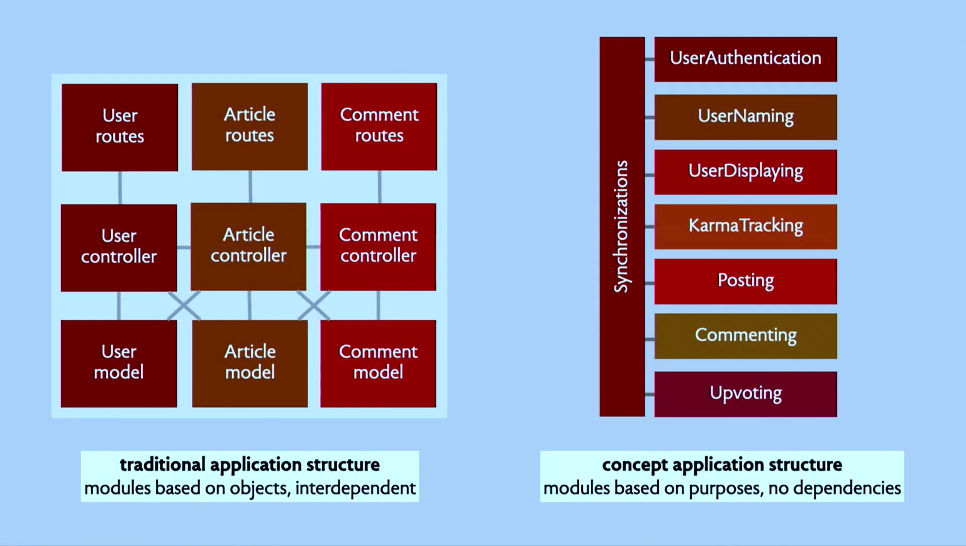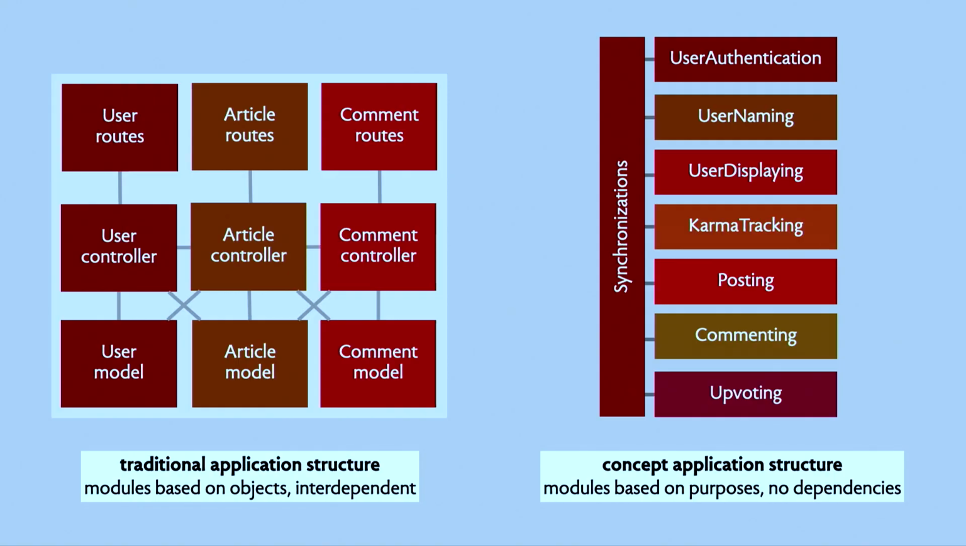In a concept design, you do something much simpler, which is you identify the activities. So you might say that users authenticate themselves. They have names. They display their properties to other people, like their bios and their avatars and so on. And we track karma, which is again about users, but it's a very different thing, trying to determine who the well-behaved users are. There's posting, there's commenting, there's upvoting. And these can all be described completely independently. And notice there are no edges between them.